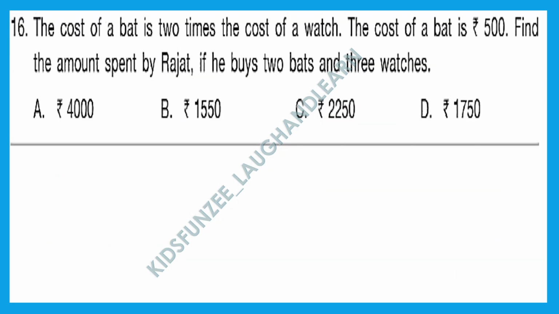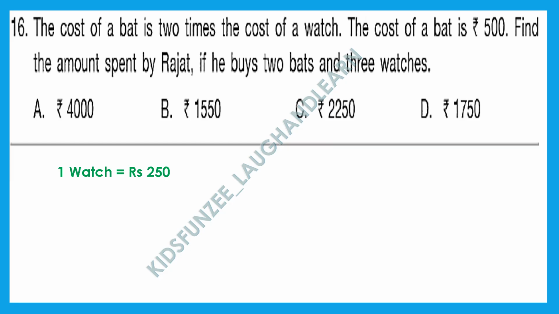Question 16. The cost of a bat is 2 times the cost of a watch. The cost of a bat is rupees 500. Find the amount spent by Rajat if he buys 2 bats and 3 watches. Here it is given that the cost of a bat is 2 times the cost of a watch. So the cost of a watch would be half of the cost of the bat, right? That means we have to divide 500 by 2. One watch will cost rupees 250.